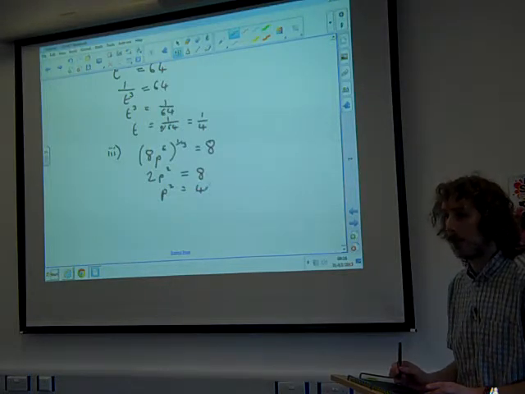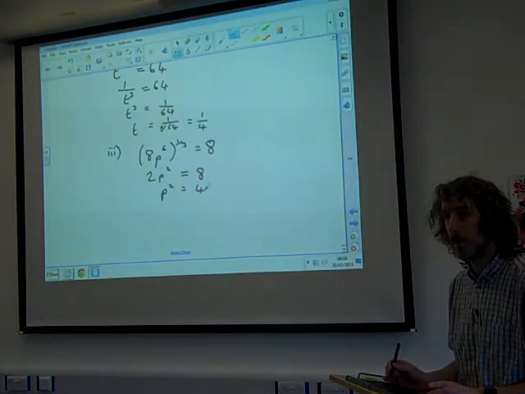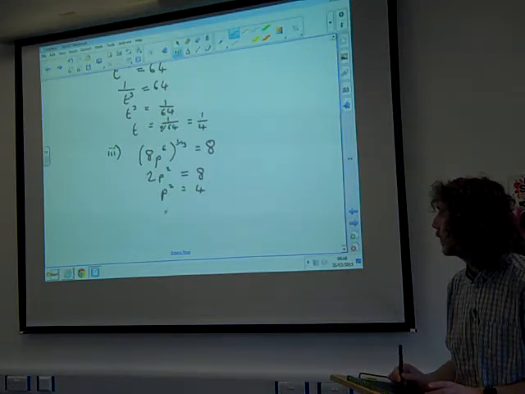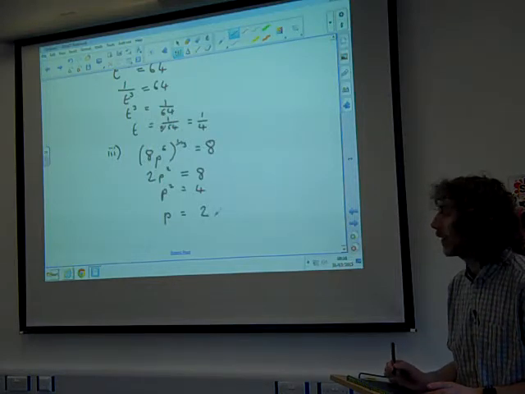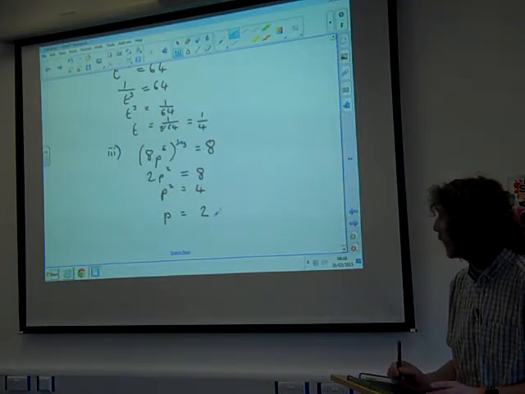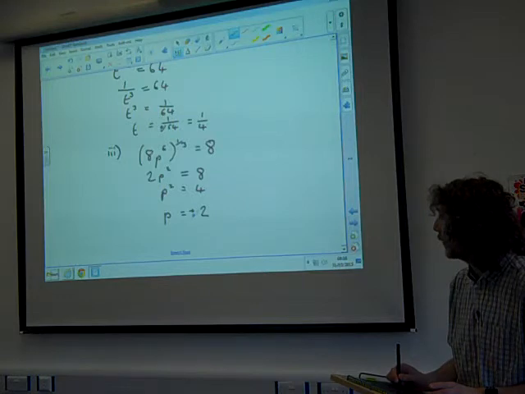And then a number of students will lose the final mark. With what common mistake? How many people do you think will write that as the answer? And it's not right, is it? Because that's not the whole answer. If p squared equals 4, then p is plus or minus 2. And there is our answer.